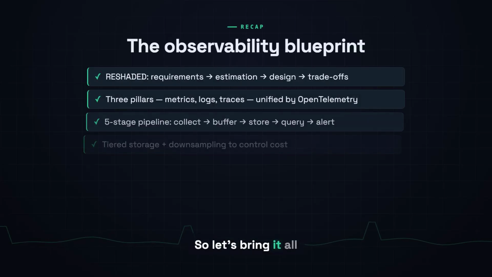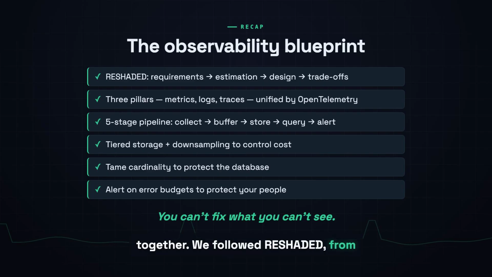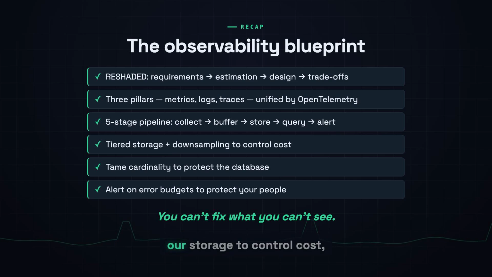So let's bring it all together. We followed RESHADED from requirements to trade-offs. We built around the three pillars: metrics, logs, and traces, unified by OpenTelemetry and a shared trace ID. We designed a 5-stage pipeline: collect, buffer, store, query, and alert. We tiered our storage to control cost. We tamed cardinality to protect the database, and we alerted on error budgets to protect our people. That is a complete, production-grade observability platform.